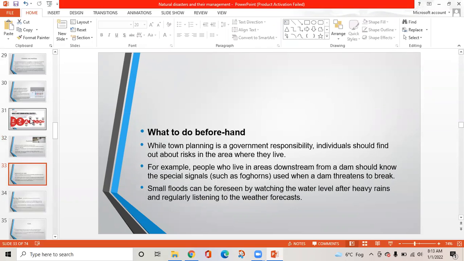What to do beforehand for a flood? While town planning is a government responsibility, individuals should find out about the risk in the areas where they live. For example, people who live in areas downstream from a dam should at least know the special signals, such as foghorns, that are used when a dam threatens to break. Small floods can be foreseen by watching the water level after heavy rains and regularly listening to the weather forecast.